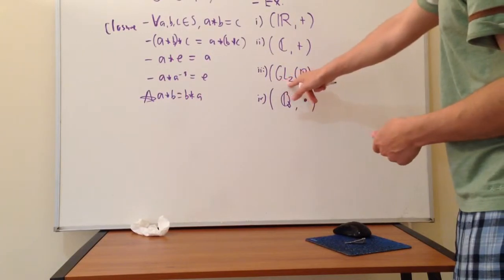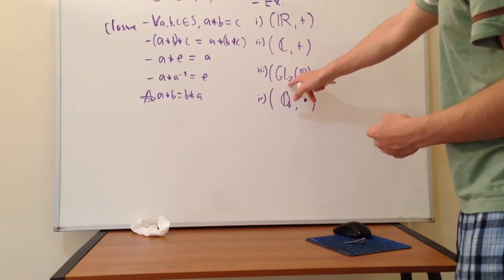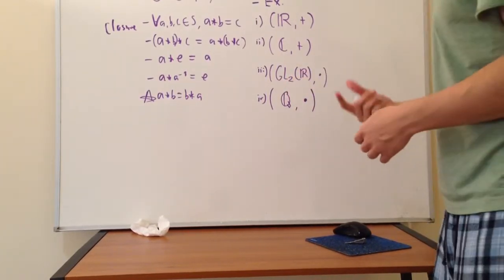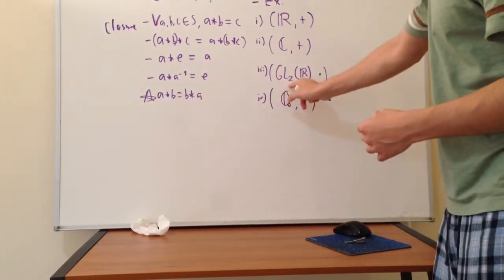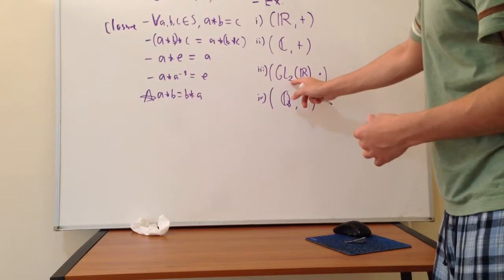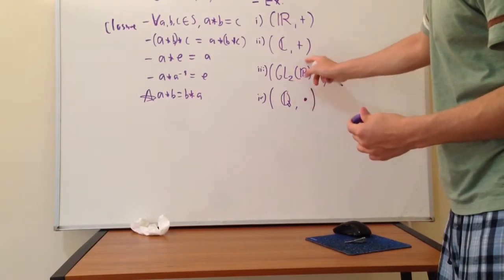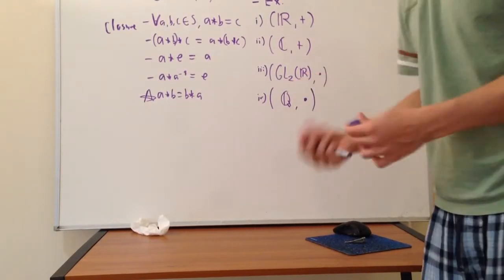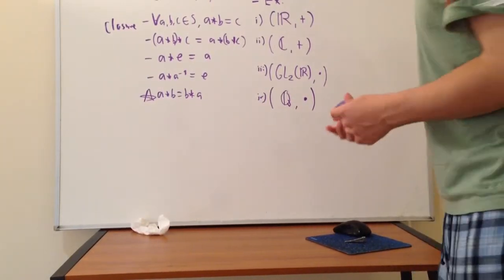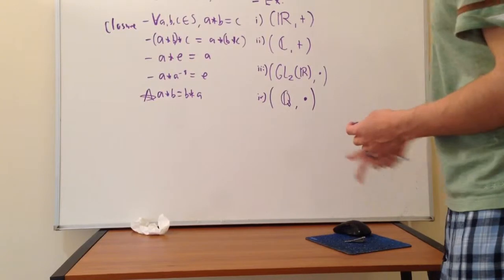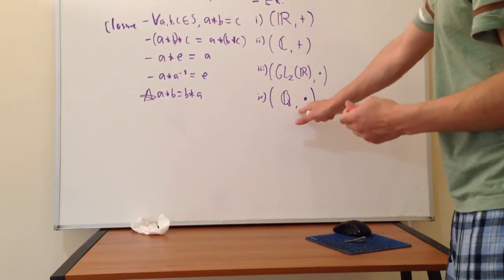The third one is probably not familiar to you. This is called a general linear group, and this really is just the set of n by n invertible matrices. Here I have 2, so this would be the set of 2 by 2 real matrices. That's why I put an R here. 2 by 2 real matrices which are invertible, and under multiplication, these form a group. I'll be showing that in other videos. Another example would be the rationals under multiplication.